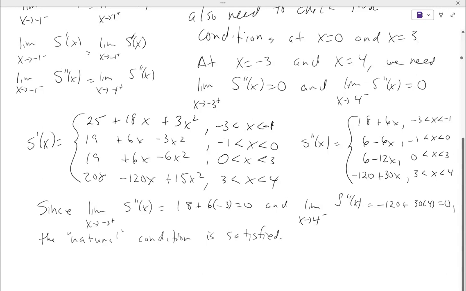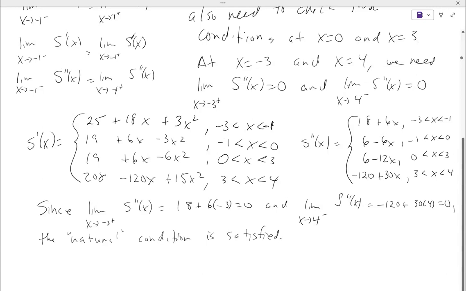So that's all we need to do to check that this is a natural cubic spline. I need to put in -1 into the first two pieces, put in 0 into the second two pieces, 3 into the third pair of pieces, right? Make sure they match. Do the same thing for your second derivative as well. We need to make sure all the curvatures match. So put a -1 here, we get 12. Put a -1 here, we also get 12. Put in 0 into each of those, we get 6. So it matches at 0. Put in 3 into both of those, we get -30.